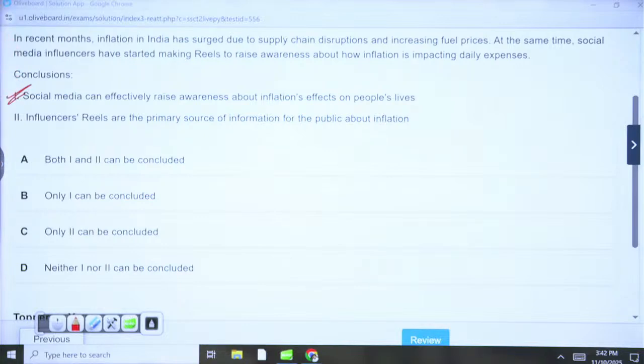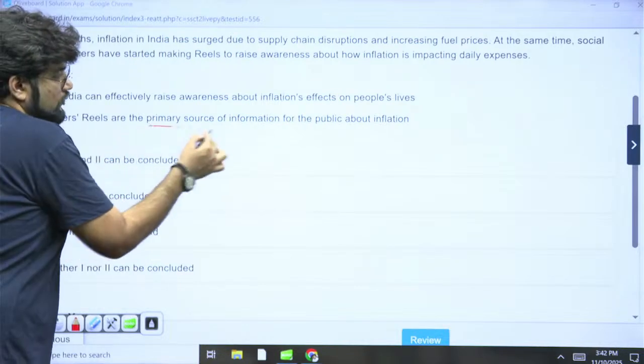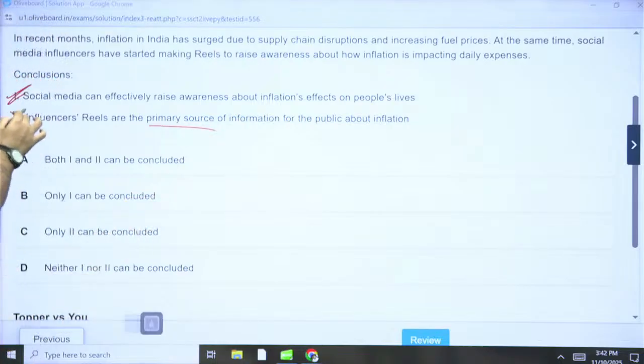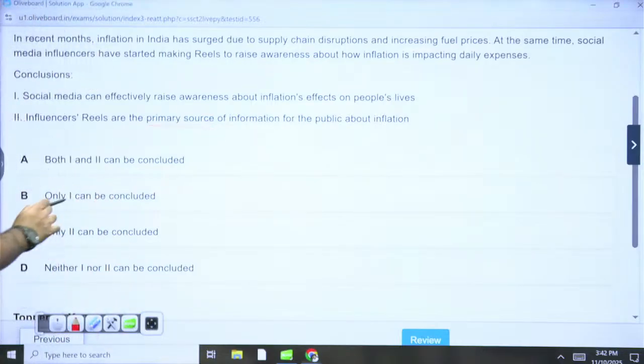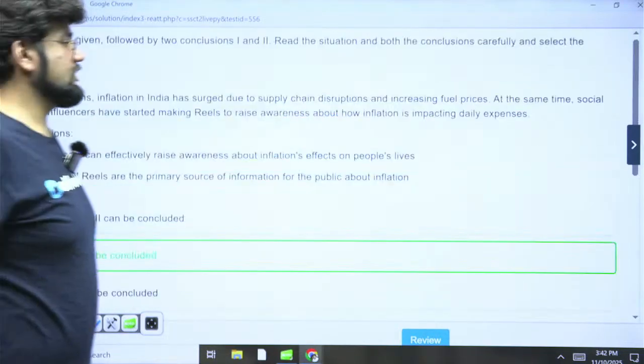Second one says influencers' reels are the primary source of information for the public about inflation. We don't know that. So only one can be concluded. I think this is quite simple. Easy question. 50 seconds. Okay.